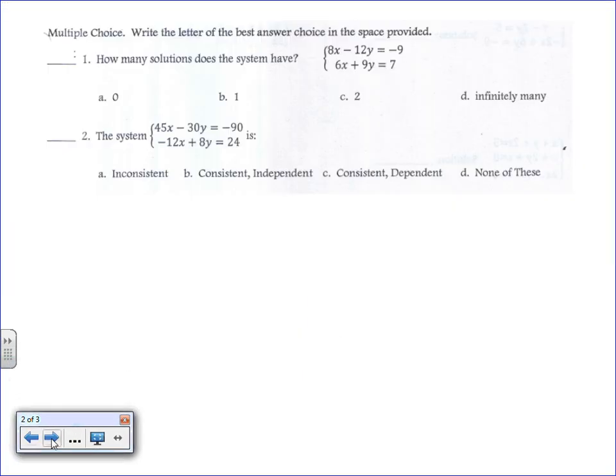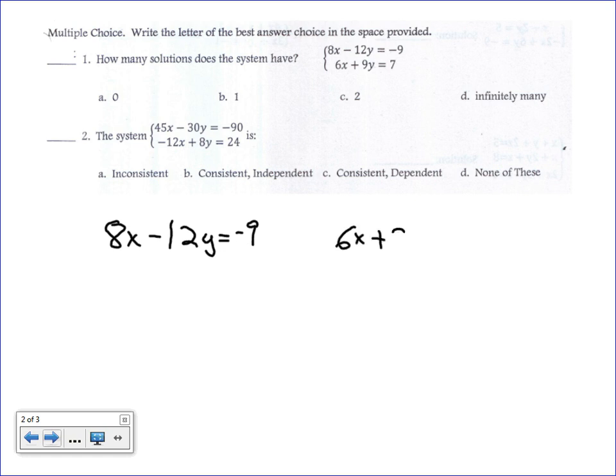The first 4 questions. Number 1, the first thing that you have to do when you're asked to find whether a system has solutions or not, or to describe the system, is to do what to the equations? Okay, so if I were doing number 1 and I had 8x minus 12y equals negative 9, and the equation 6x plus 9y equals negative 7, I want to solve those equations for y, or put them in what form is that called? Slope-intercept.